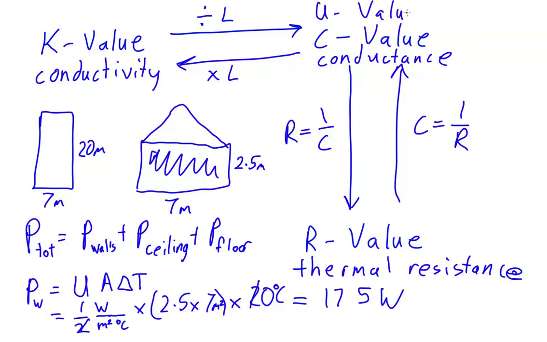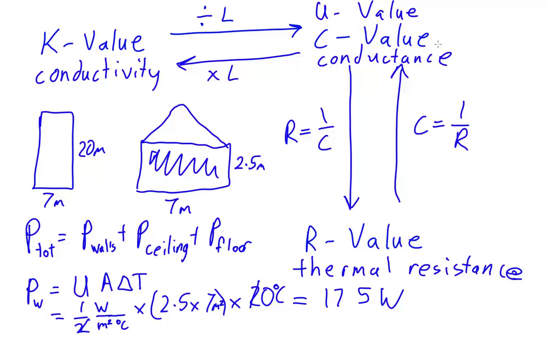However, K value only takes into account conductivity, whereas U value actually takes into account the loss due to thermal radiation and convection. And this would only make a difference if you've got radiation occurring. Now, through a wall, you're not going to have any radiation escaping, but through a window, you will.